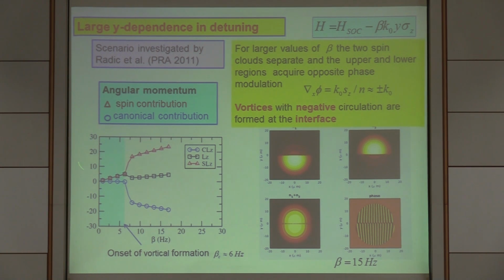And this is due to the fact that suddenly the two spin clouds separate. At the same time, the two spin clouds, the upper and lower part in the plane, acquire opposite phase modulation because of the spin density.